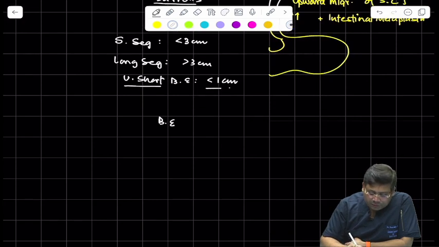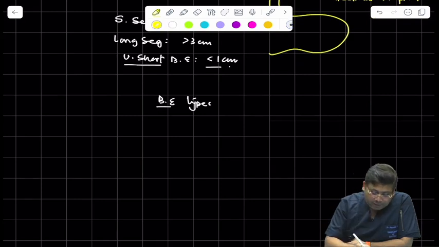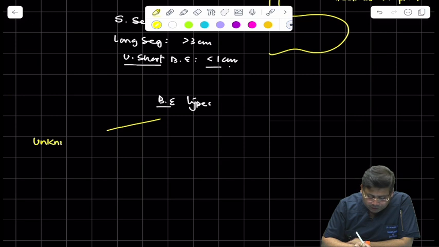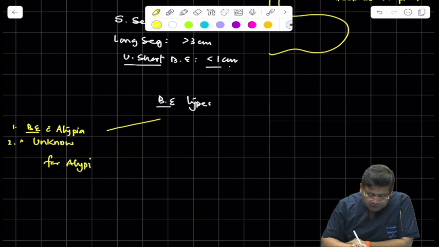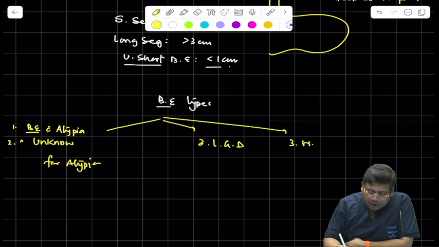Now if we talk about the types of Barrett's esophagus, based on the types we can quickly revise their management also. There is Barrett's esophagus without atypia, point number 1. The second is Barrett's esophagus unknown for atypia. Then we have the dysplasias. It could be low grade dysplasia and it could be high grade dysplasia.